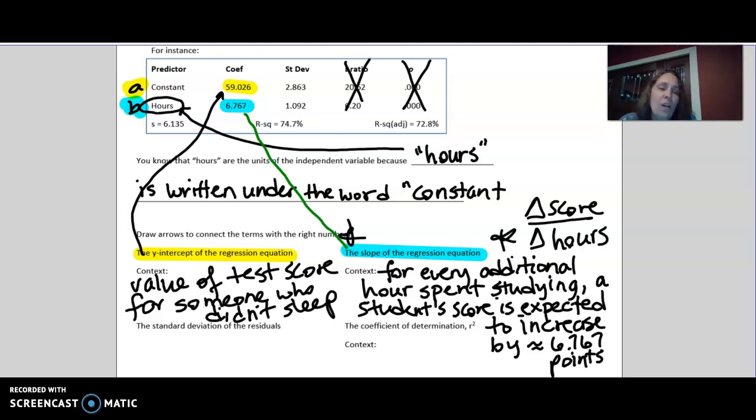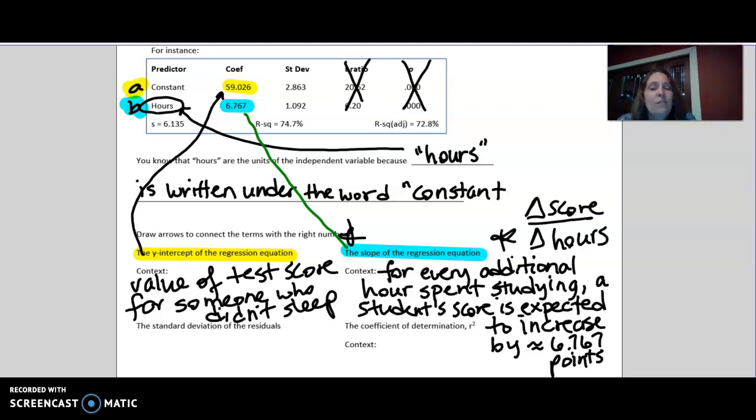So you spend an extra 1 hour, then you get about 6.767 more points. 2 hours, then it's 2 times that. 10 hours, then it's 10 times that. Why? Because it's B times X. That's the change that you're expecting over X hours.